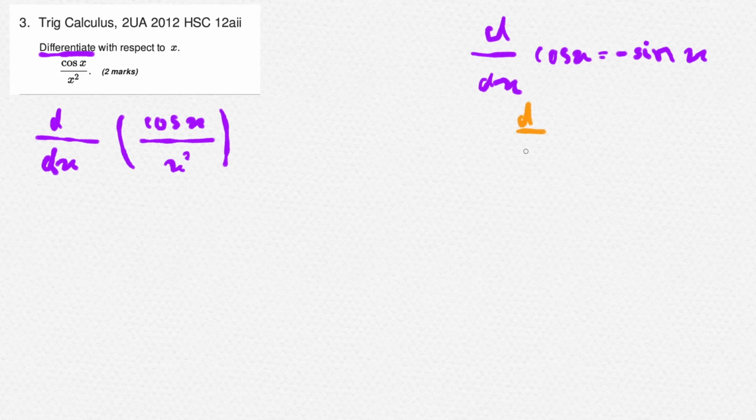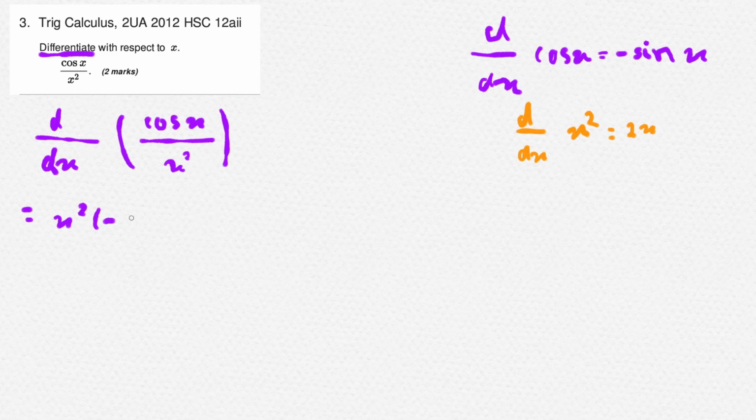Now, let's derive the denominator, which is x squared. The derivative of x squared is simply 2x, because we times and then take. So in our working out, using the quotient rule, we can find out the differentiation of this term.